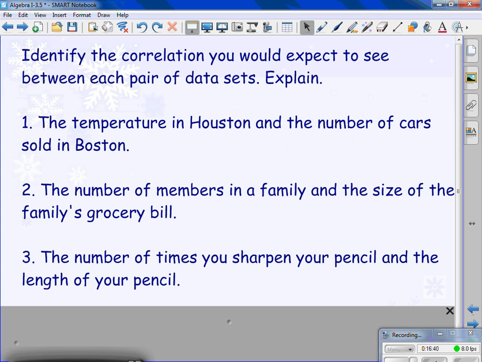The number of times you sharpen your pencil and the length of your pencil. Is there a relationship? What's happening as you sharpen your pencil? So, is it a positive correlation or a negative correlation? Negative, because it goes down. How about how much TV you watch and how much homework you do? It's a negative, because the more TV you watch, the less homework you do.